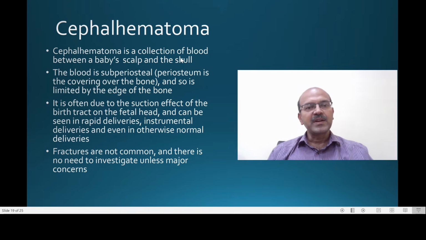A cephalhematoma collects between the baby's scalp and the skull. The blood is beneath the periosteal lining, so it's between the bone and the periosteum, which is the lining for the bone. So it's limited by the edge of the bone, by the suture, and it's often due to the suction effect of the birth tract on the fetal head.